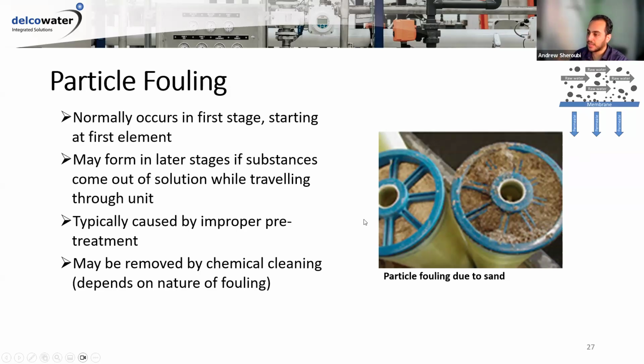Usually this happens at the beginning of the RO system. Again, RO systems are in stages and you have multiple membranes in a row and the water goes through. So obviously if the raw water has particulate matter or solids, it's going to clog up the first couple of membranes. So that's a sign that you have fouling. And that usually happens because of improper pretreatment that doesn't remove those non-dissolved constituents.